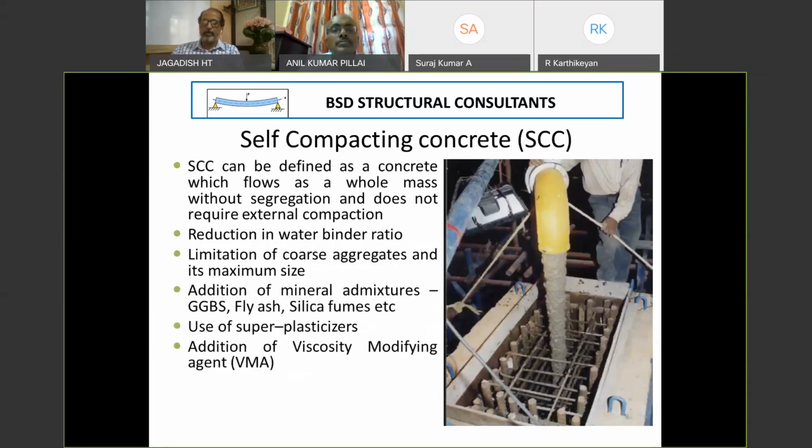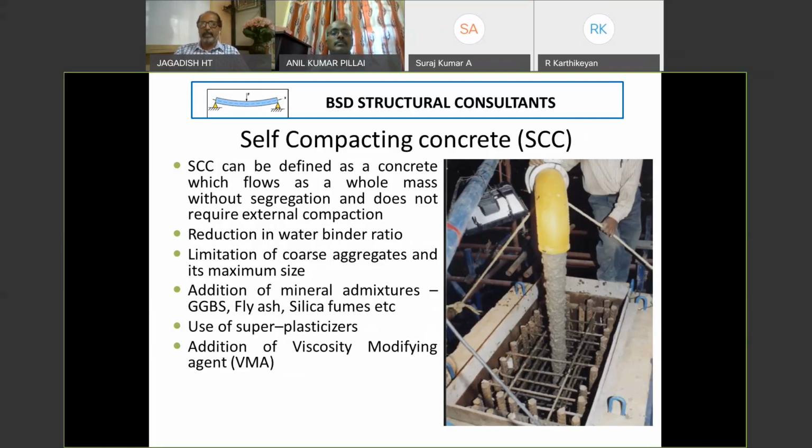Now, the next type of concrete we use in nuclear power plants is SCC, which of course is very common. In the days when we started using SCC, we were the pioneers in developing it. We developed SCC in our laboratory at Kaiga site and we used it. Now it has become a very common practice. People are using SCC the world over, everywhere.